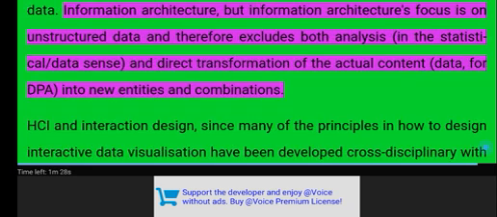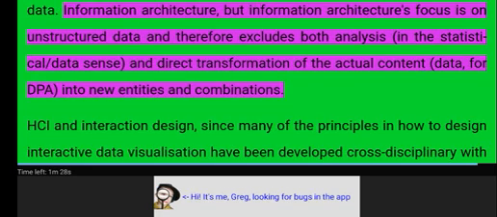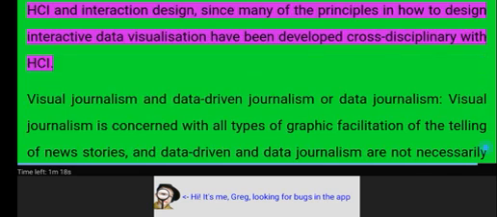Information architecture, but information architecture focuses on unstructured data and therefore excludes both analysis in the statistical data sense and direct transformation of the actual content data for DPA into new entities and combinations. HCI and interaction design, since many of the principles in how to design interactive data visualization have been developed cross-disciplinary with HCI.